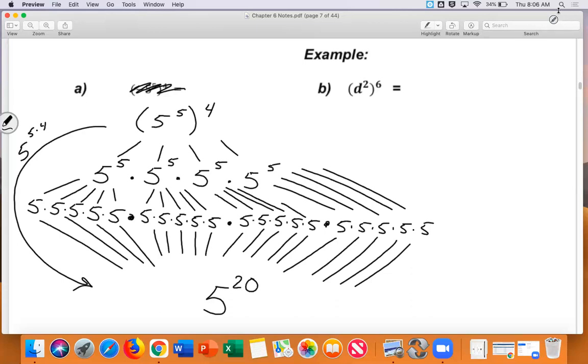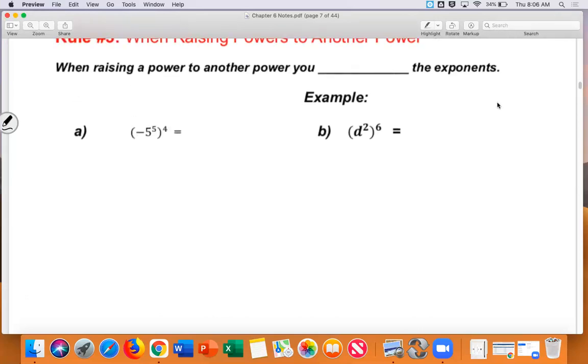So here, when raising a power to another power, you multiply the exponents, right? So this would just be, okay, we did it. It was going to be -5 to the 20th. We did it 5 to the 20th. Doesn't really matter, okay? So 5 to the 20th. You okay with that? Yeah. You okay with that?